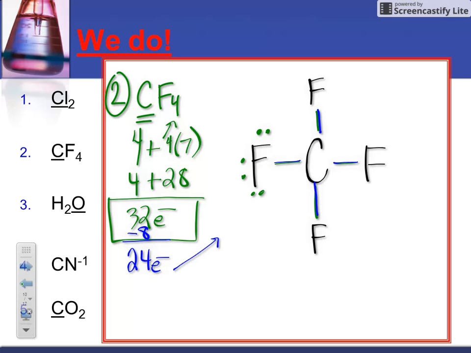Now he has 8. 8, 10, 12, 14, 16, 18, 20, 22, 24. And that's what I had. I had 24. I've used them all up, so I'm finished. If you check the octet rule, carbon has 8, and each of the fluorines have 8 around them as well. That is your answer for carbon tetrafluoride.